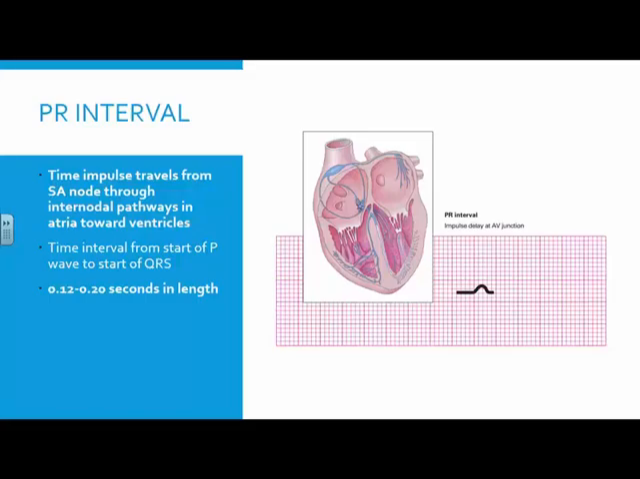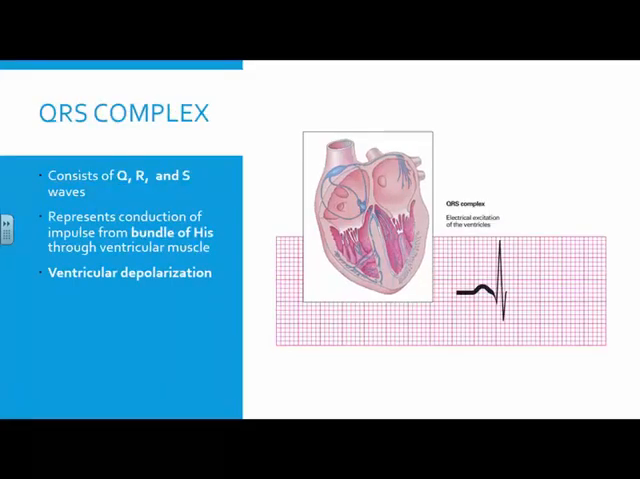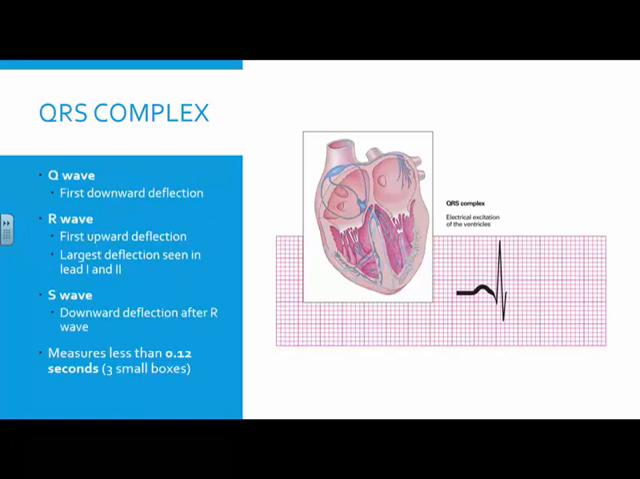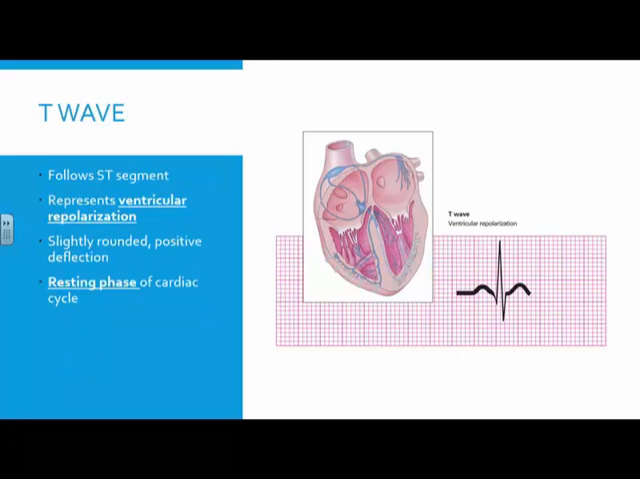So we got a P wave. We got a PRI. We got our QRS. So you know what? We have made it through the whole squeeze. We made it through the atrial squeeze, and we made it through the ventricular squeeze. Then there's one more thing that we look at, and we'll come back to that. That's going to be the T wave. The T wave represents ventricular repolarization.